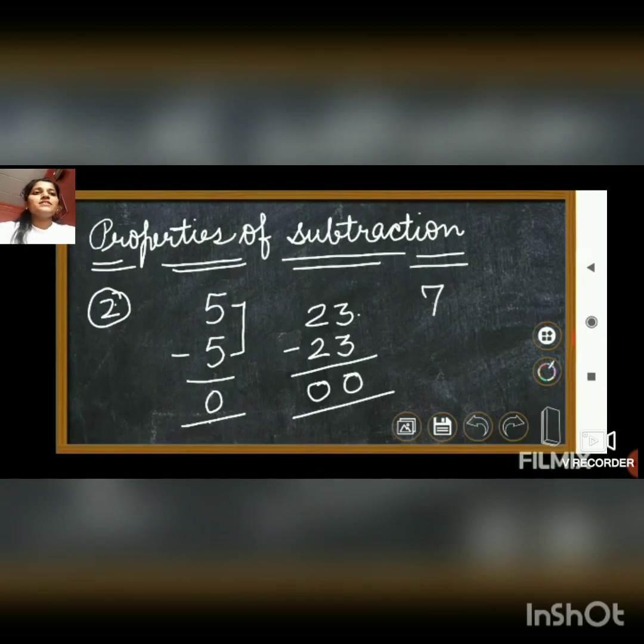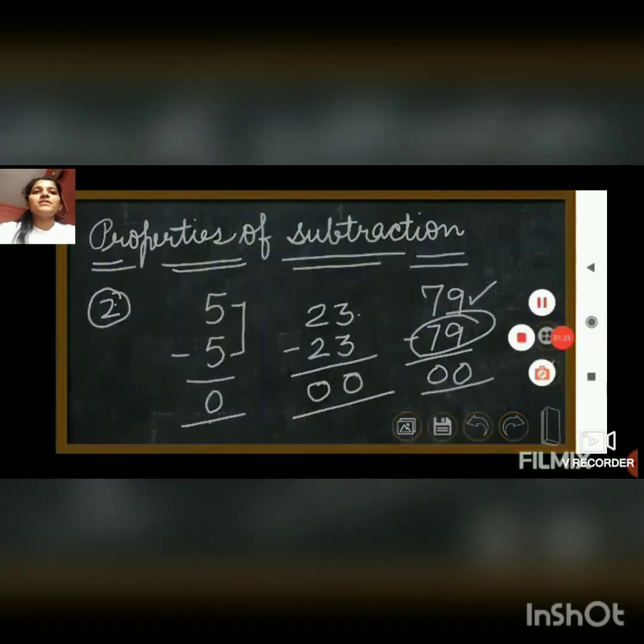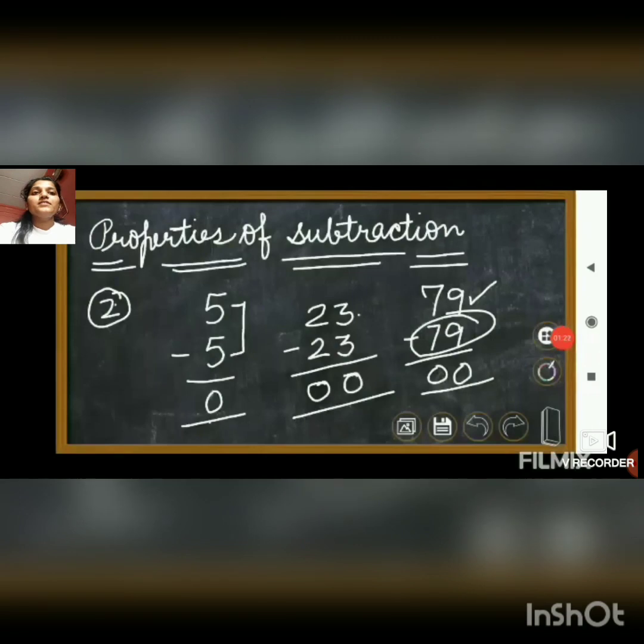So here also we can see that the same number we are subtracting, 79 minus 79, also the answer is 0. Okay, so in all three examples we can see that here also, yes, 79 we have subtracted from the same number, that is 79, and we have got the answer 0. So this is our second property: when we subtract the same number from itself, we get 0 as the answer.